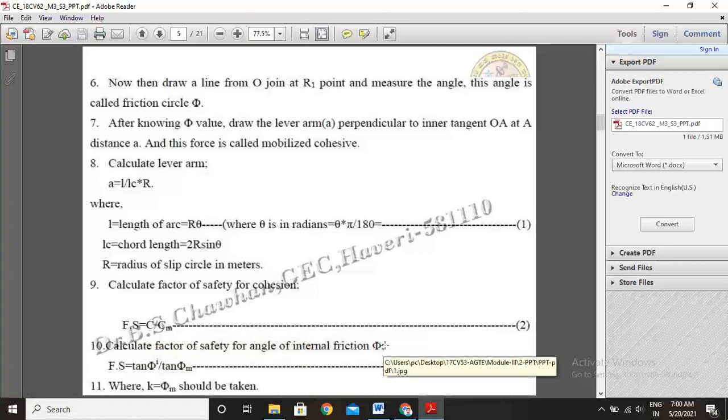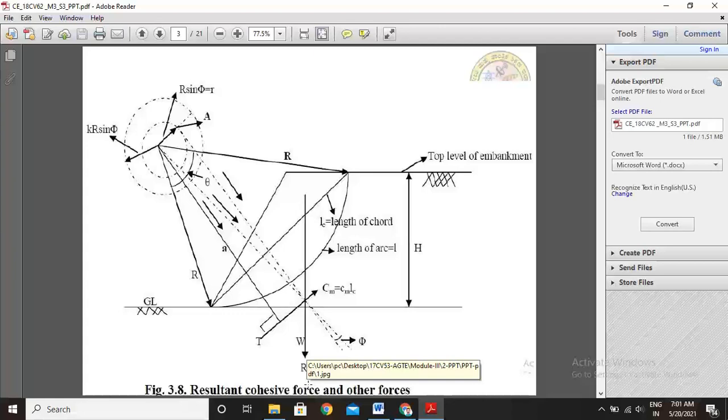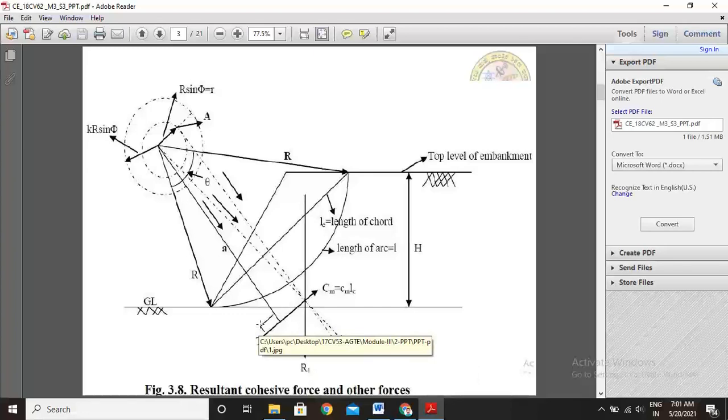Next, calculate the factor of safety for the angle of internal friction phi. With respect to phi, the factor of safety equals tan phi dash by tan phi m. This is equation number 3 to calculate the factor of safety with respect to the phi value, where phi m is the mobilized angle of internal friction, and phi is the angle of internal friction of the soil.